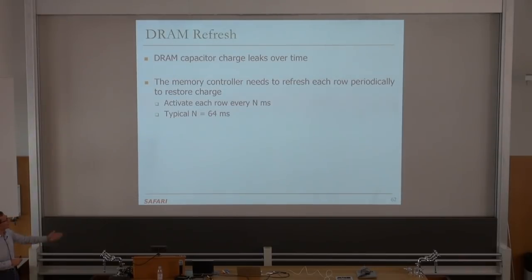Essentially, it's an activate to each row every n milliseconds and a precharge so that you can activate the next row, right? So it's activate precharge pair. And typical n today is set to 64 milliseconds. Basically, every 64 milliseconds, every cell in DRAM is guaranteed to be refreshed by existing memory controllers. How is that typical n determined? It's actually an interface between the memory controller and memory, DRAM chips. Every memory controller needs to obey that. Otherwise, they could be sued, actually, because that's the interface. But why 64 milliseconds? Because somebody decided that 64 milliseconds covers most of the cells.